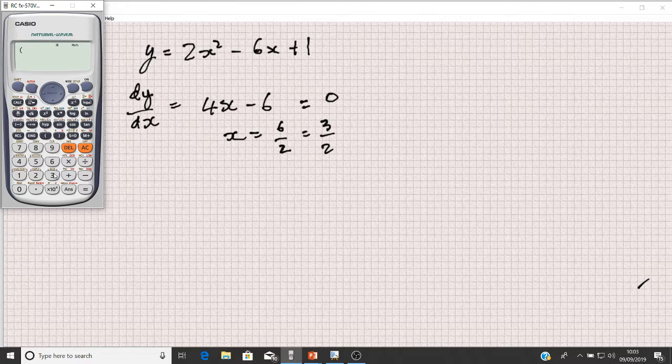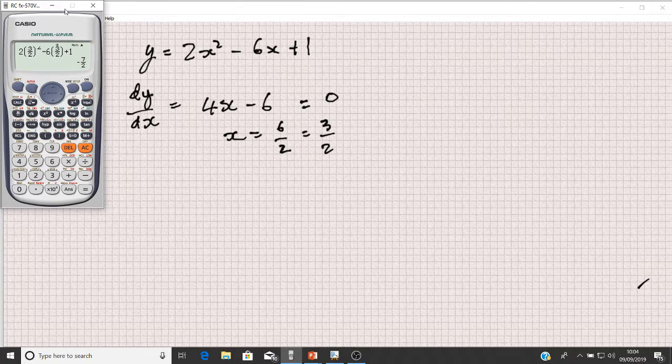So we're going to have 2 times 3 over 2 squared, minus 6 times 3 over 2, plus 1. So we get the y value of minus 7 over 2.